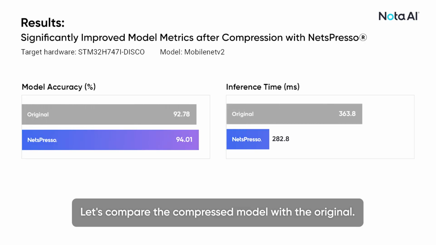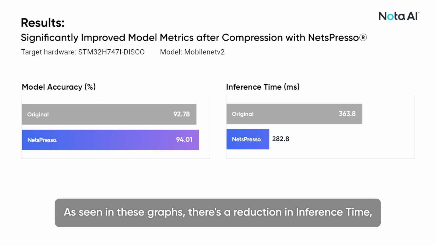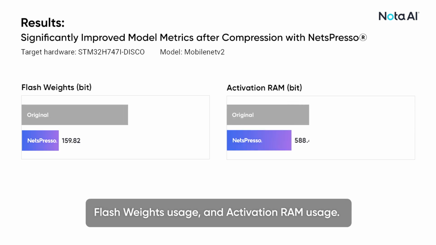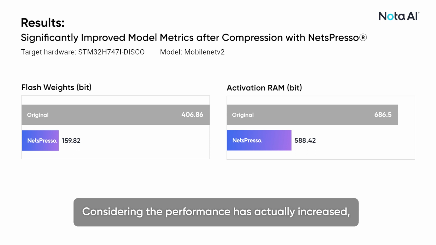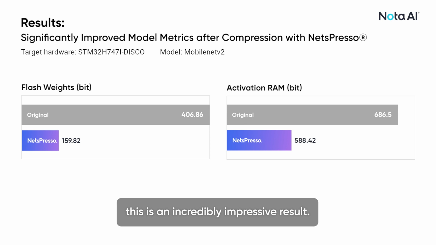Let's compare the compressed model with the original. As seen in these graphs, there's a reduction in inference time, flash weight usage, and activation RAM usage. Considering the performance has actually increased, this is an incredibly impressive result.